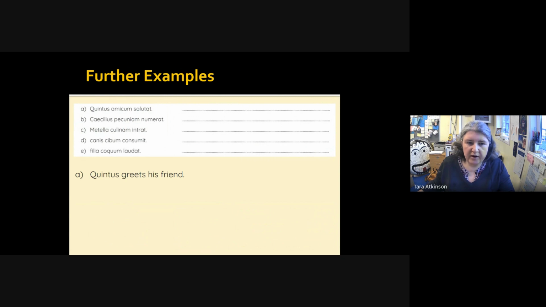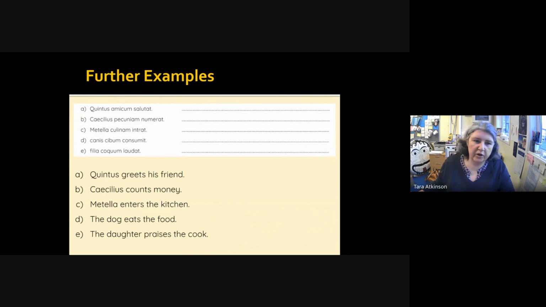Caecilius numerat, is counting money. There we go. And then C, Metella intrat culinam, enters the kitchen. D, Canis, the dog, consumit, eats cibum, food. The dog eats food. And lastly, E, the daughter laudat, praises the coquum, the cook. So you can see the structure works absolutely the same way all the way down.